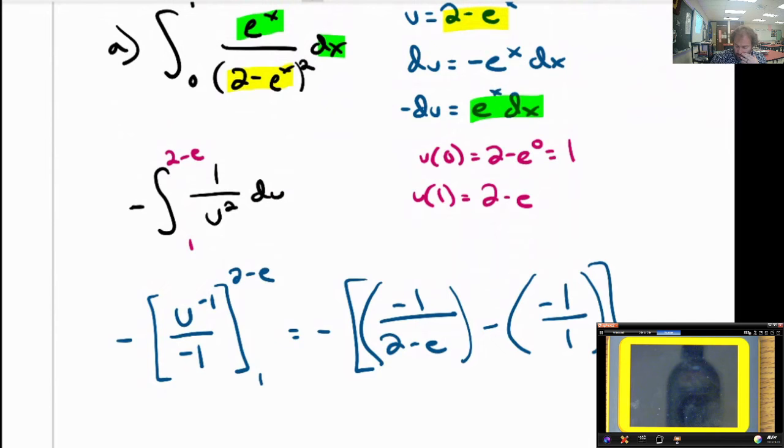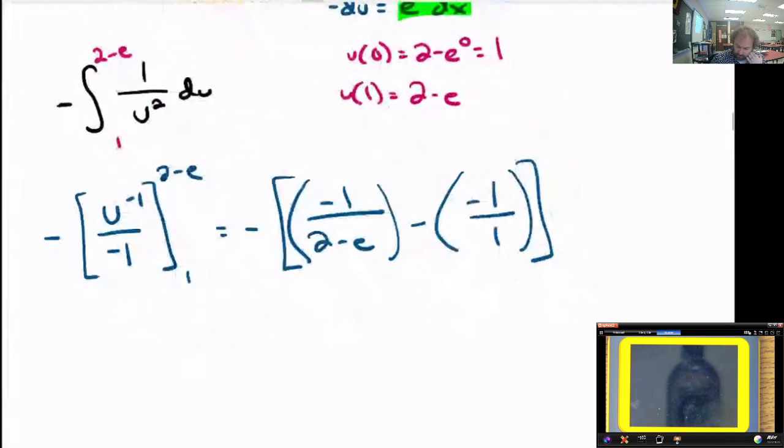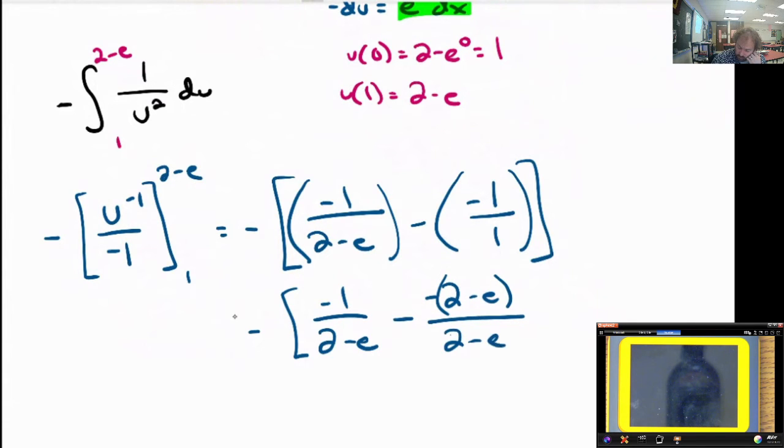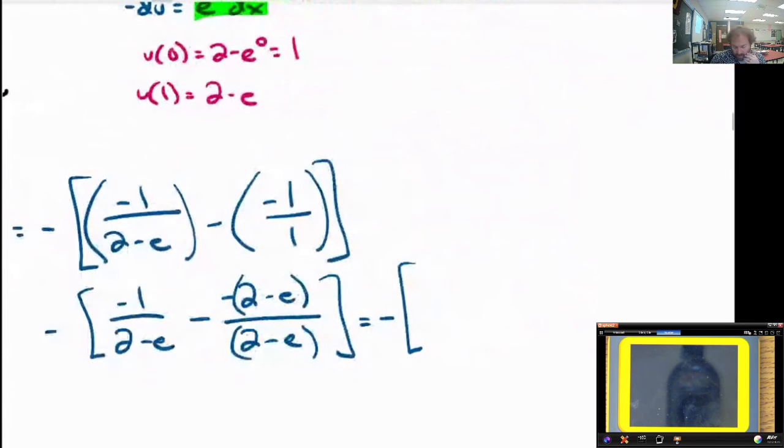Okay. Well, to make this easier for ourselves, let's get some common denominators going on here. Let's multiply this by 2 minus e over 2 minus e. That's that. So now we can subtract. This is going to be, holy beans, this is the last problem here. Negative 1 plus 2 minus e. So negative 1 plus 2 will be 1. So it's going to be 1 minus e on top.